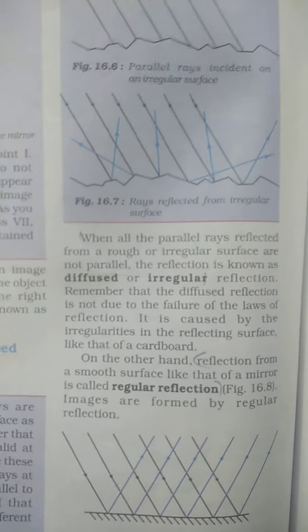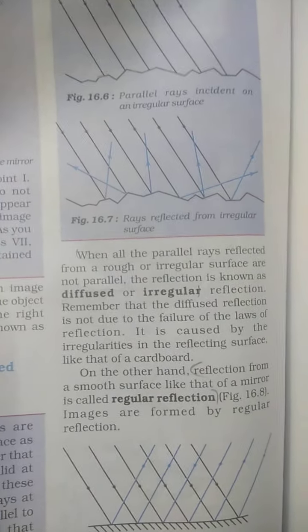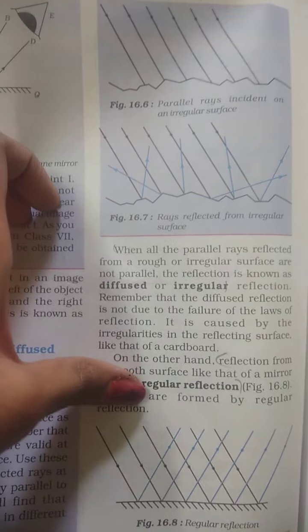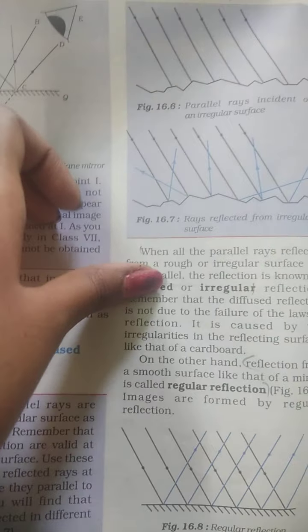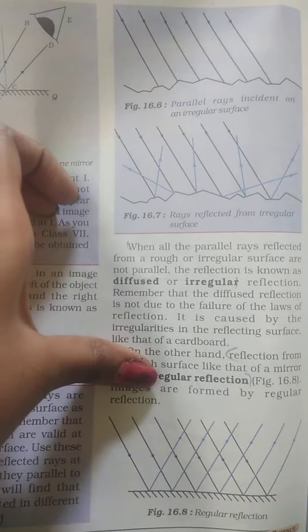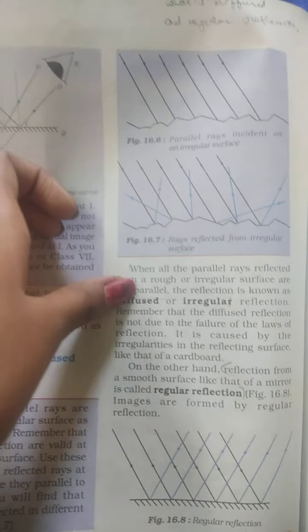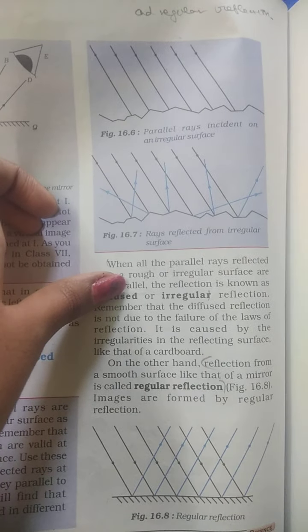And they may ask differentiate between diffused reflection and regular reflection. So regular reflection means all the reflected rays are parallel, but in diffused reflection the reflected rays are not parallel. And regular reflection occurs on a smooth and polished surface, but diffused reflection occurs on a rough surface. And in regular reflection reflected rays are in one direction, for example a mirror, and in diffused reflection the reflected rays may scatter in different directions, for example reflection from a cardboard.